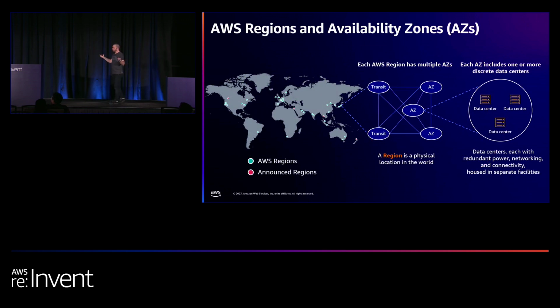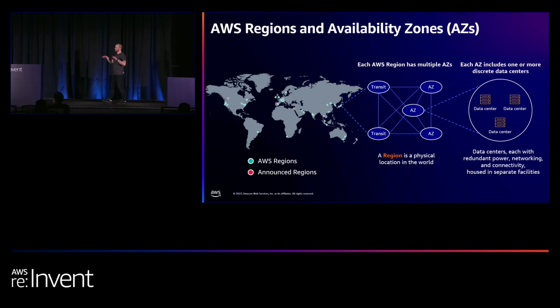The most common isolation boundaries that we use are a region and then availability zones. There are 32 regions globally and 102 availability zones. A region is typically three or more availability zones. An availability zone is the collection of data centers that have isolated power, communication, and networking.